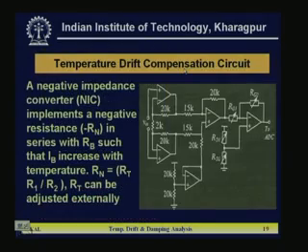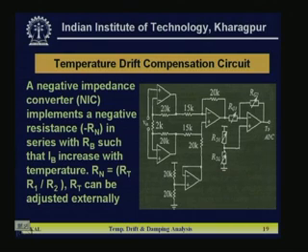Another temperature drift compensation circuit is also shown here, which uses a negative impedance converter, NIC. The negative impedance converter implements a negative resistance minus Rn in series with Rb, such that Ib increases with temperature, where Rn equals RT R1 by R2, and RT can be adjusted externally. So the resistance value is going to increase with temperature, and that can be reduced by connecting a negative impedance inverter. That negative impedance inverter is designed with the help of a circuit which is shown here.